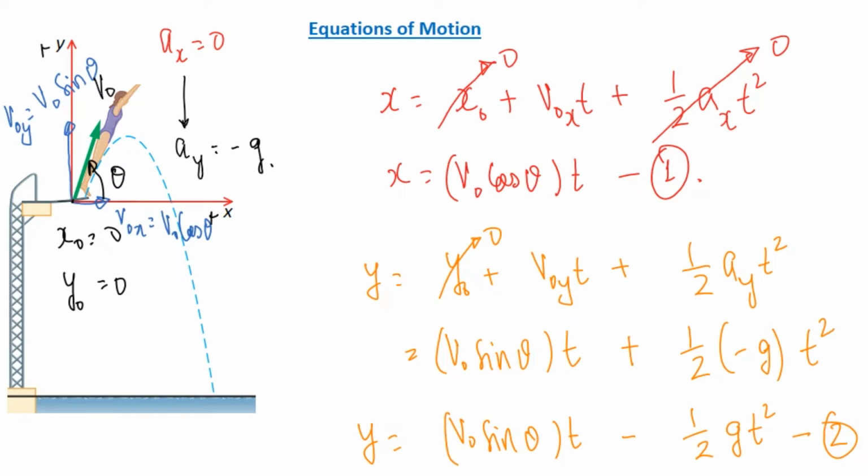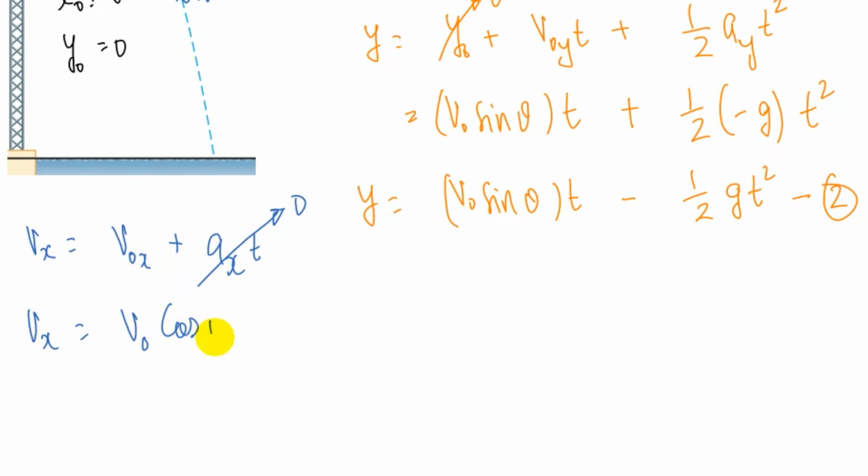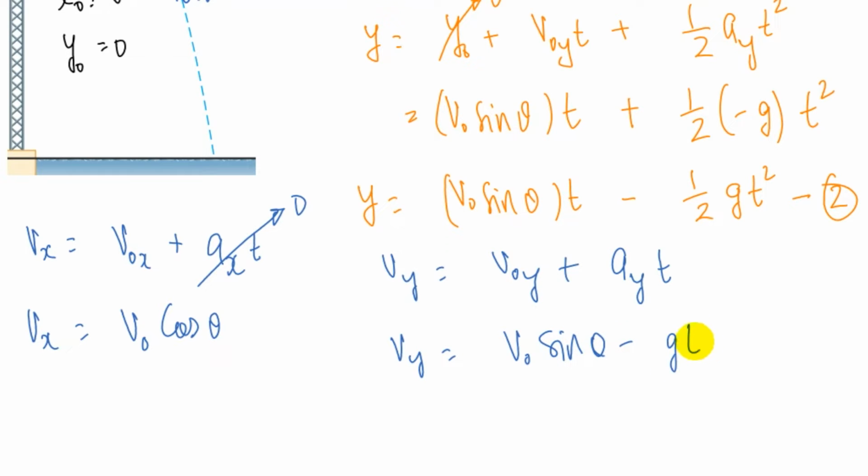Now we'll see velocity as a function of time in x and y direction. So in the x direction we have vx is equal to v0x plus ax t. Now there is no acceleration in the x direction, so this whole term is 0. So vx will be equal to v0x, and v0x we have v0 cosine theta, right? Similarly in the y direction we have vy is equal to v0y plus ay times t. So vy will be equal to v0 sine theta minus gt, because ay we have minus g. So this is the third and the fourth equation.